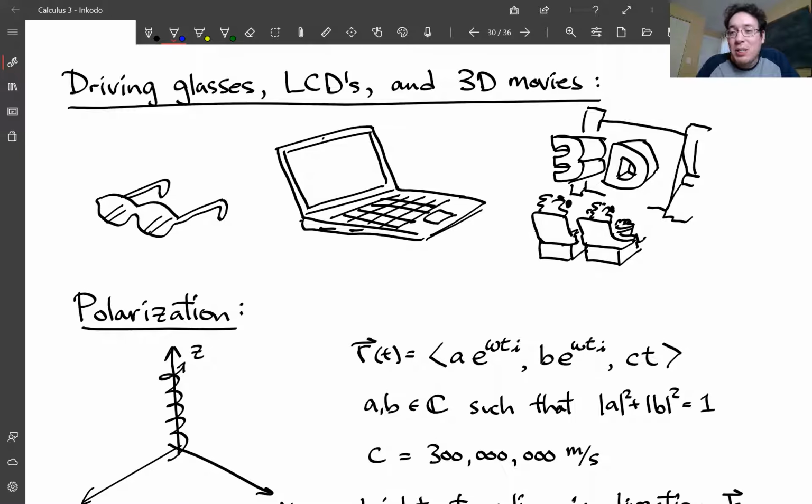Okay, so some of you might know this, some of you might not. For all three of these things to work, it utilizes what's called polarization of light. So let's talk about it.